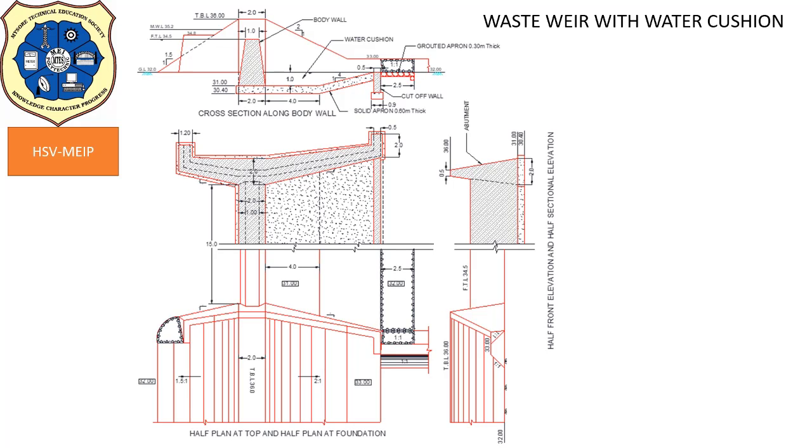See, hatched all the portions. Complete the drawing by hatching all the sectional drawings as per the material used. This is the overall sketch of the waste weir with water cushion. Take the snapshot of this and start drawing in your drawing sheet.